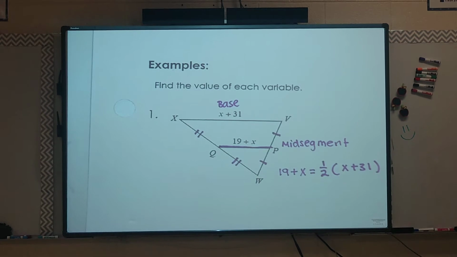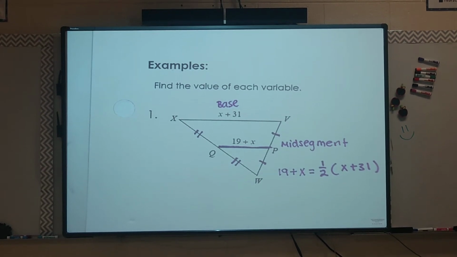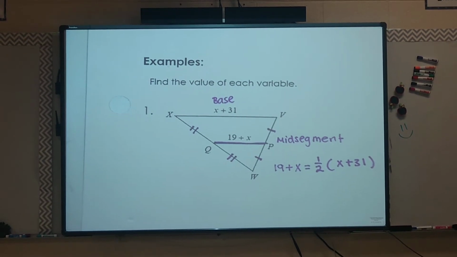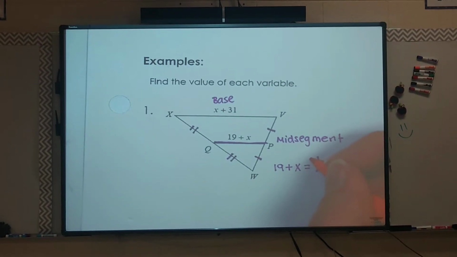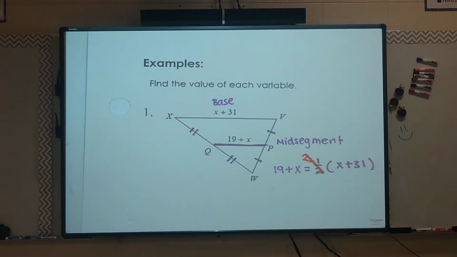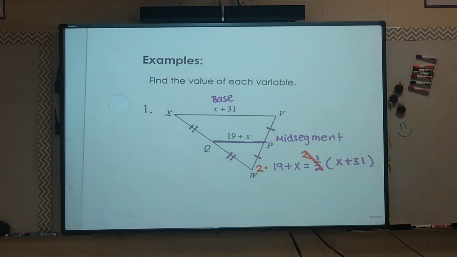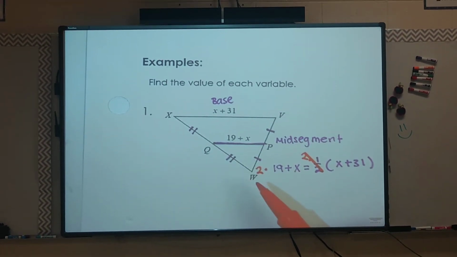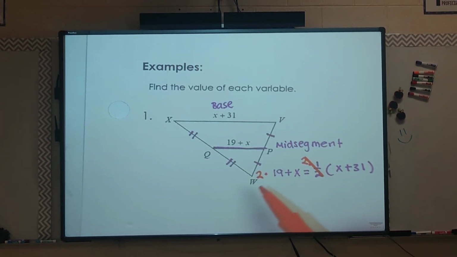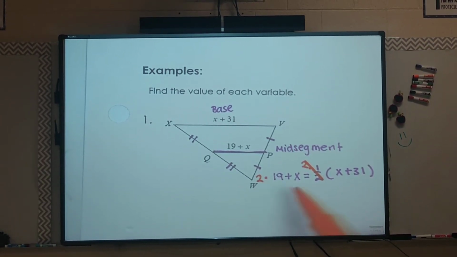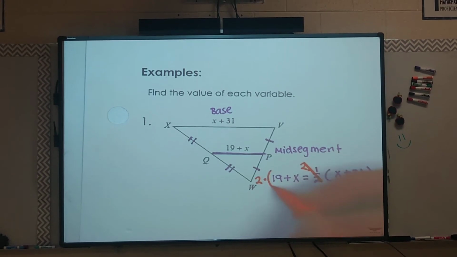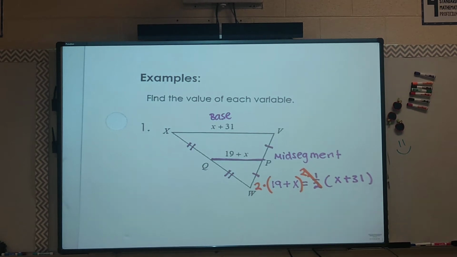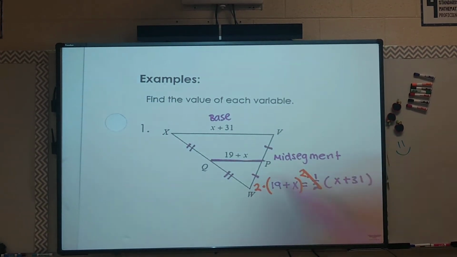Now, you could choose to distribute that 1/2, but honestly, it's more work than it's worth. Just think about what I can do to get rid of dividing by 2. Well, the opposite of dividing by 2 is multiplying by 2. So it's easier if I just multiply by 2 on both sides. Whenever I do something on one side, I have to do it to the other, and it applies to this entire side here. So I need to put this in parentheses, so I make sure to apply that 2 to both the 19 and the X. Then we're just going to distribute it.